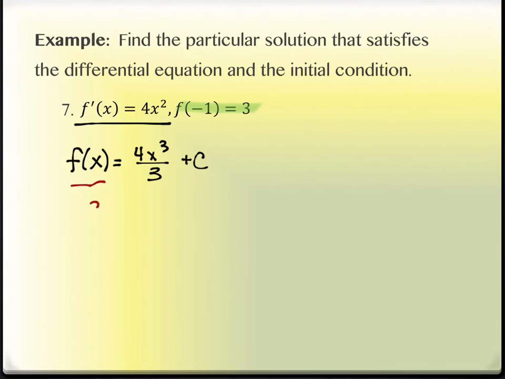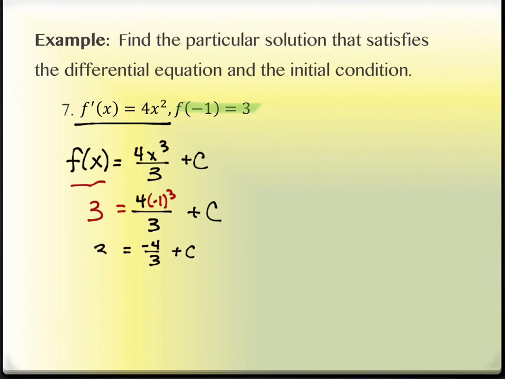I have 3 over here. And then I have the 4 and the 3 that are here, but my x is -1. So I have -1 cubed plus c. And the only thing I don't know now is c, so I can find it. All right, so what is -1 cubed? -1 times 4? -4, and so I have -4 over 3.